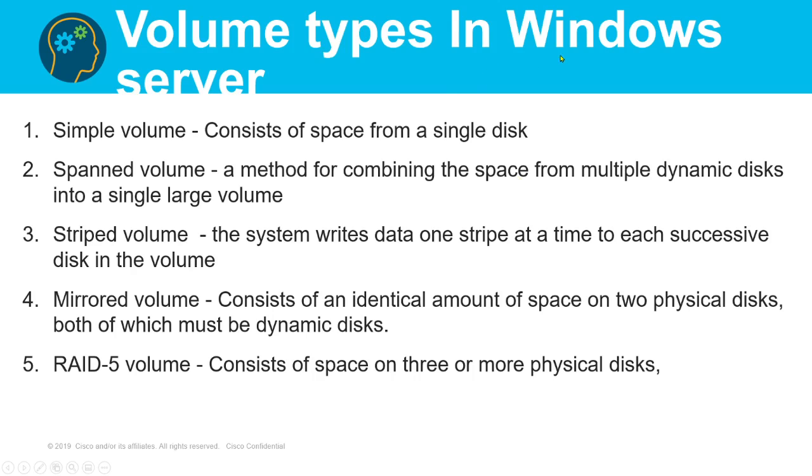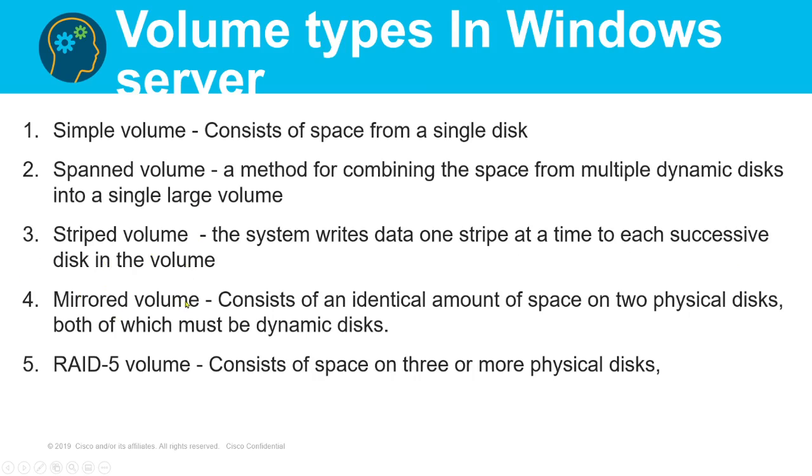So, volume types in Windows Server. It can be a simple volume. Okay? It consists of space from a single disk. Span volume, a method for combining the space from multiple dynamic disks into a single large volume. Stripe volume, the system writes data one stripe at a time to each successive disk in the volume.